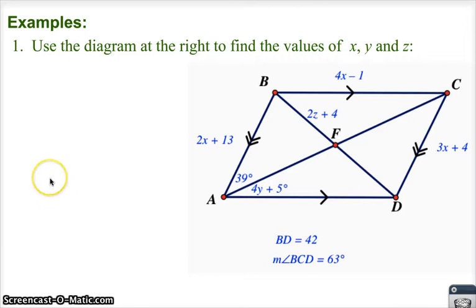Okay, so here's some actual problems. Find x, y, and z. Okay, so we have all these properties. Opposite sides are congruent, opposite angles are congruent, diagonals bisect each other. Let's see what we can do here.